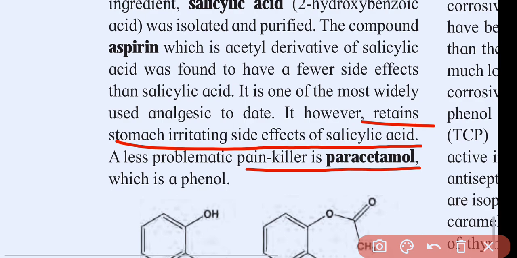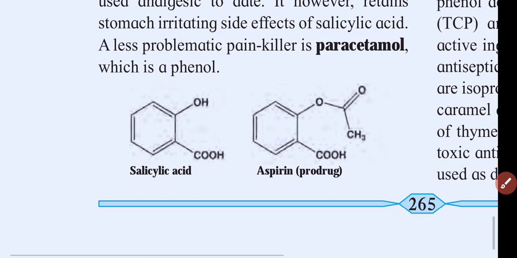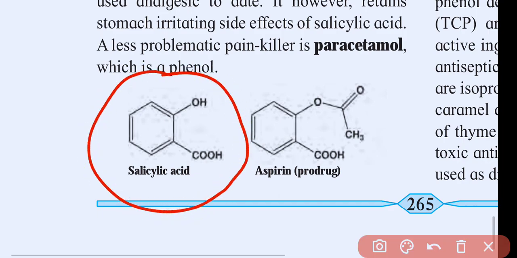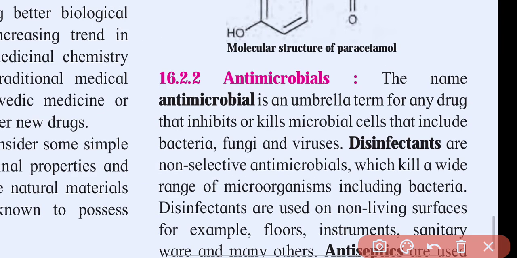A less problematic painkiller is paracetamol, which is a phenol, and generally doctors prescribe paracetamol. That tablet is big and white in color. Now these are the structures of salicylic acid and aspirin. Aspirin is also called acetyl salicylic acid.